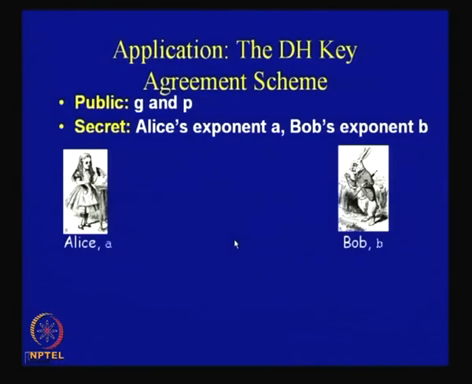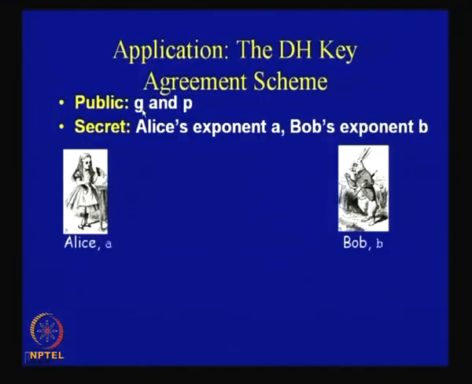So, now we shall go into an application of the Diffie-Hellman problem. It is a very interesting application: how to solve the key agreement scheme. We have discussed, in the context of symmetric ciphers, that if there is a network with say n nodes, then you need to exchange keys between all of them, right. That is a huge amount of key exchange. So, it is a very important problem to solve how to exchange the keys between two parties.